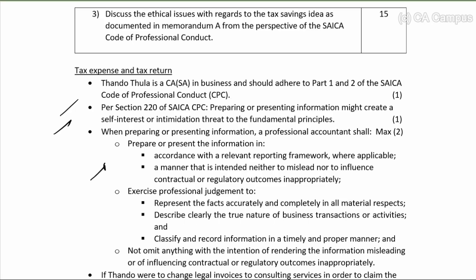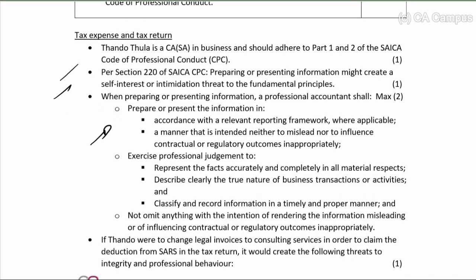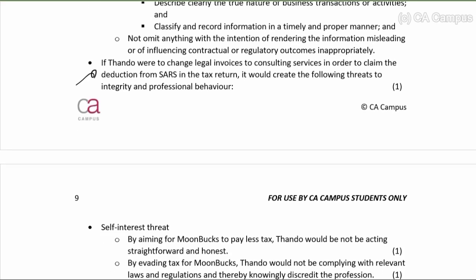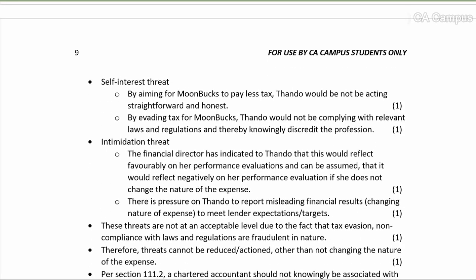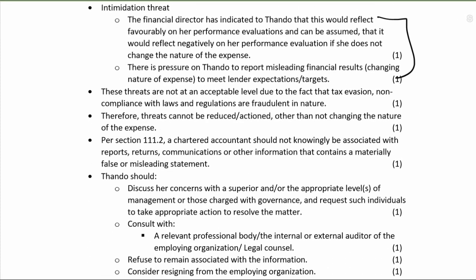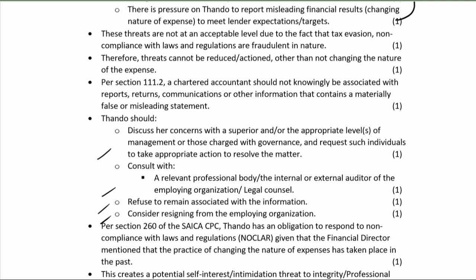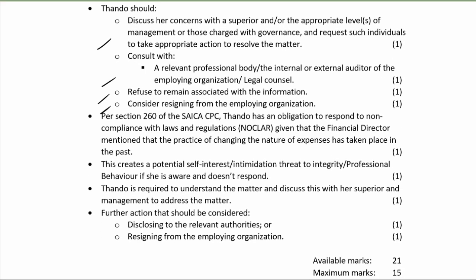Then some theory for how it should be done. So that's to now prove that it was not done or was requested to not be done in accordance with this, therefore showing the non-compliance. Okay, and then they just go and explain a little bit more why there's self-interest and why there's intimidation. And then what do you need to do as the CA? Discuss, consult with a professional body, refuse to remain associated, and consider resigning. So straight out of section 220.